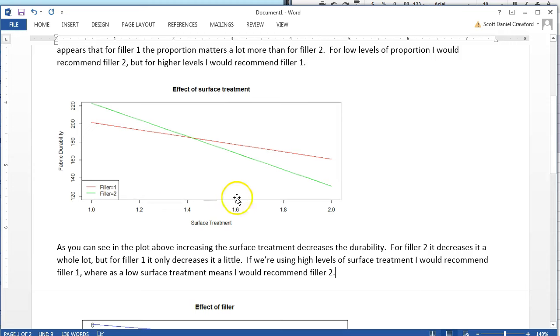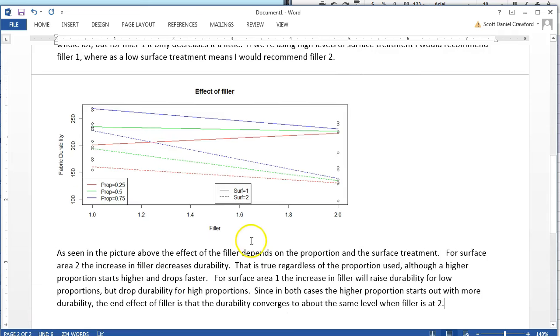So I'm going to say increasing surface treatment decreases durability. Obviously, if you're putting more fabric on the sander, it's going to break apart more. But filler 2, it's even more dramatic. So if we have high surface treatment, I'm going to say we should stick with filler 1. And if we had low surface treatment, I would recommend filler 2. And that shows that I've actually thought about what it is that they're trying to explain and what this interaction here means. So I've got to kind of try to break this up.